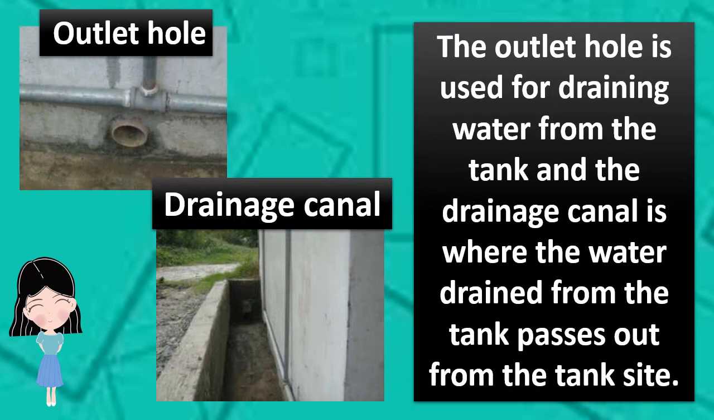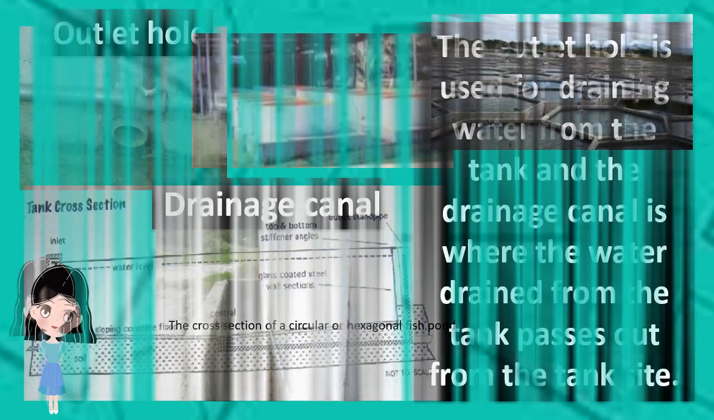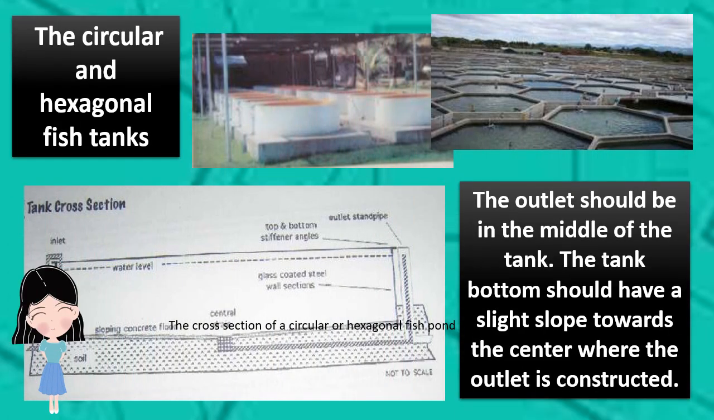The outlet hole is used for draining water from the tank. The drainage canal is where the water drained from the tank goes. The images show the circular and hexagonal fish tanks. The outlet should be in the middle of the tank. The tank bottom should have a slight slope towards the center where the outlet is connected.